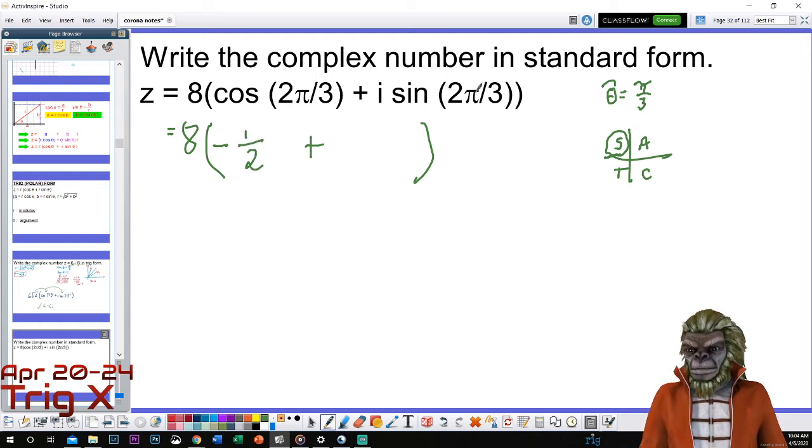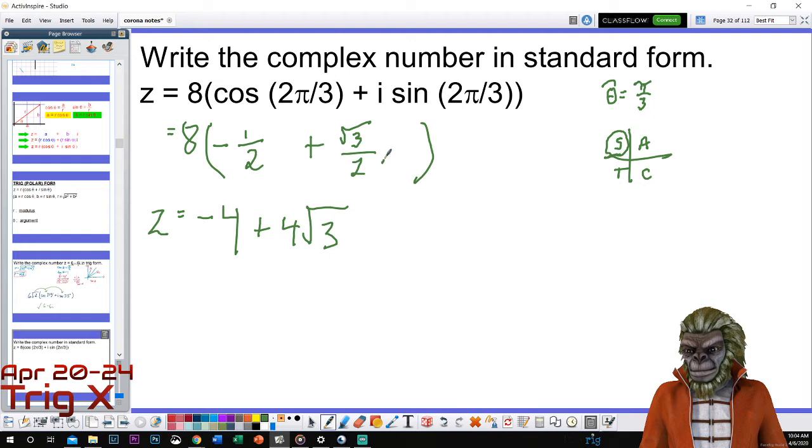Next, sine of 2 pi over 3. Same thing as sine of pi over 3. Again, ring finger gives me square root of 3 over 2. Finally, distribute through your 8, so z is going to be negative 4, because 8 times negative 1/2 is negative 4. 8 times square root of 3 over 2 is going to give me 4 square root of 3.